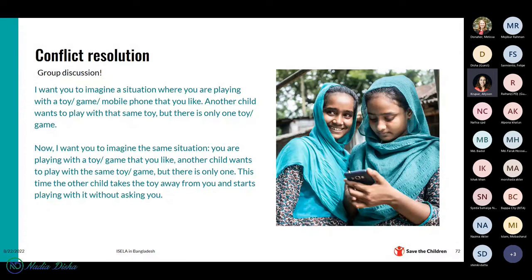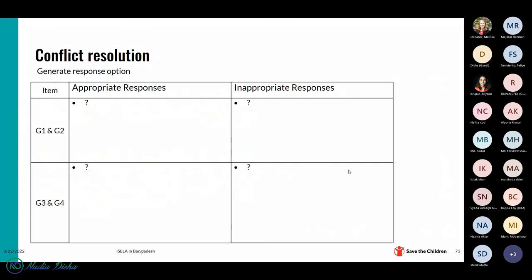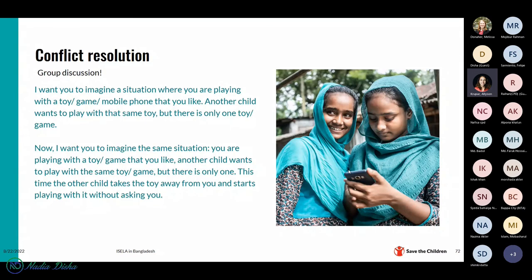And we're trying to identify appropriate and inappropriate things that the child can do to solve this conflict. So what are some appropriate and inappropriate ways that a child can respond to the first scenario where the other child just wants to play with it, but there's only one? And the second scenario where the other child wants to play with it, but they take it.